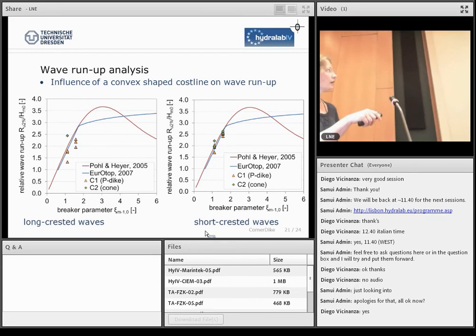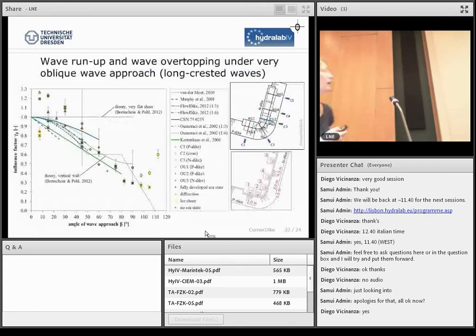And this is a picture with quite a lot of dots and crosses in it. This is all the tests for wave run-up and wave overtopping. On the x-axis is our angle of wave approach, and on the y-axis our influence factor, and we have this decreasing trend as we had expected. We have quite good agreement here in this middle area between angles of wave approach of 40 to 80 degrees, but then we have different trends. For overtopping, this is still decreasing, but for run-up, we have an increase of the run-up height.